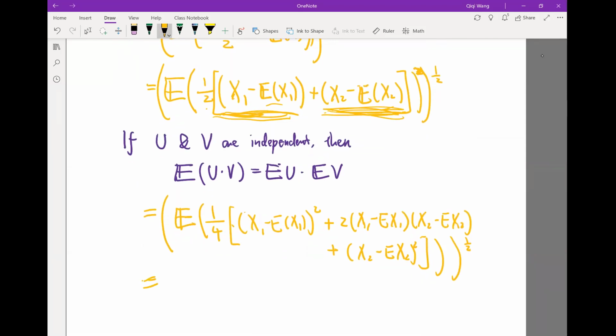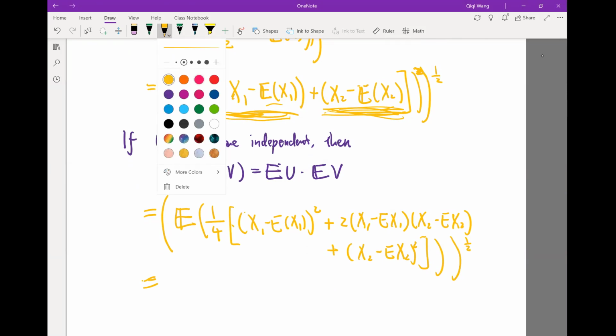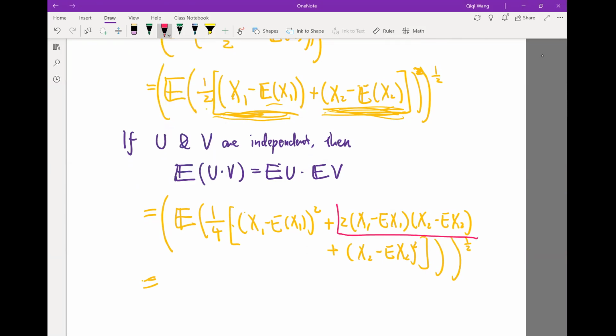What's important is that this term is going to be gone. The reason for that is this is independent from this, and therefore the expectation of the product is equal to the product of the expectations, and the expectation of the first term is actually 0 because I have expectation of x1 minus expectation of x1, right? So they cancel out. The expectation of the second term is also 0 because I have expectation of x2 minus expectation of x2, so that also cancels out.